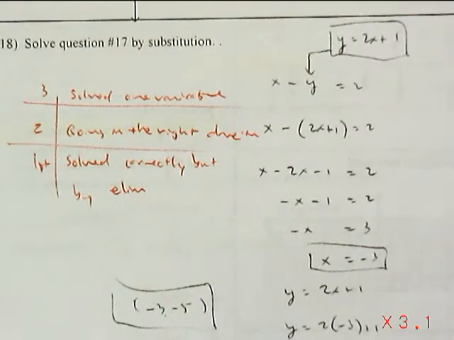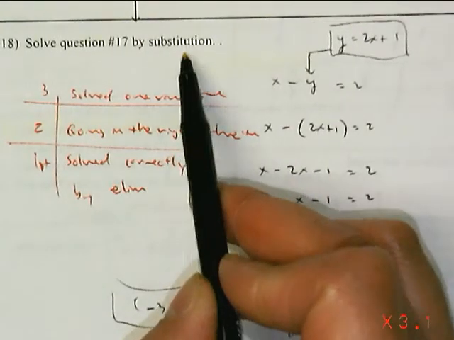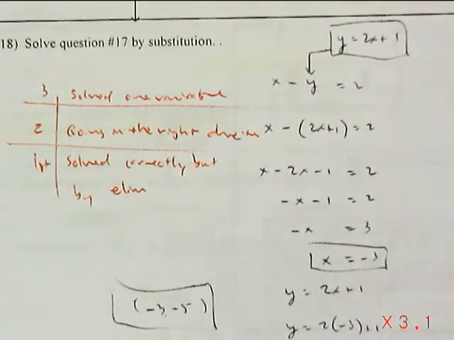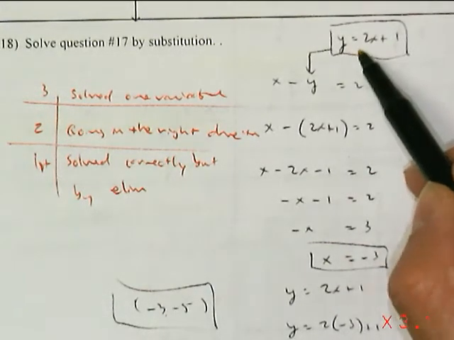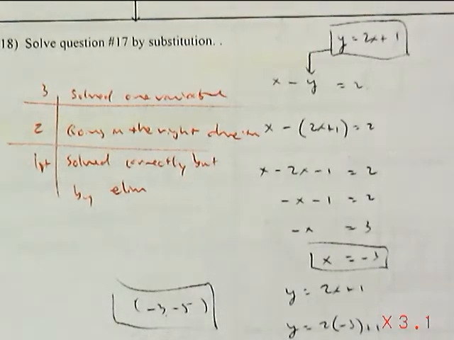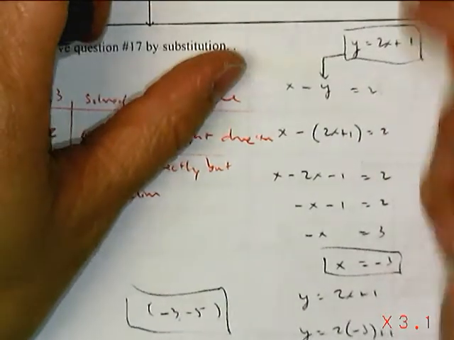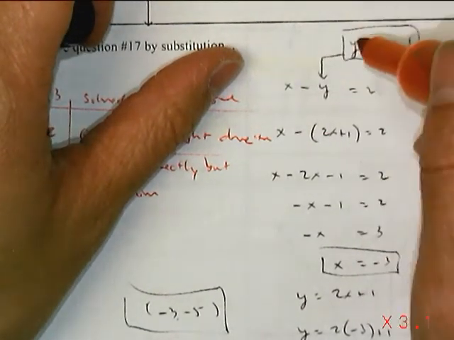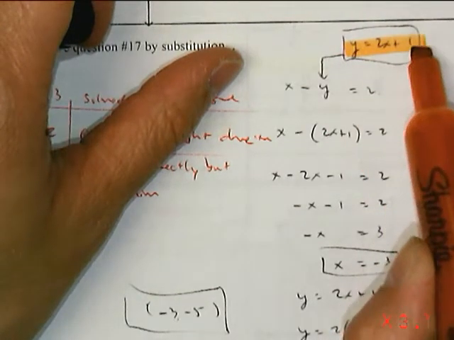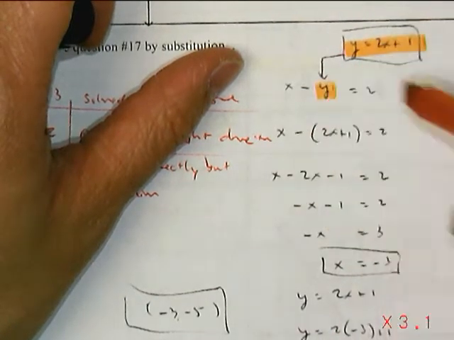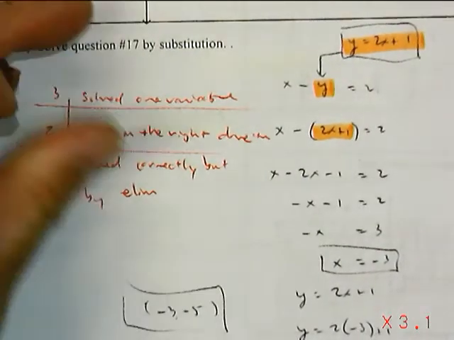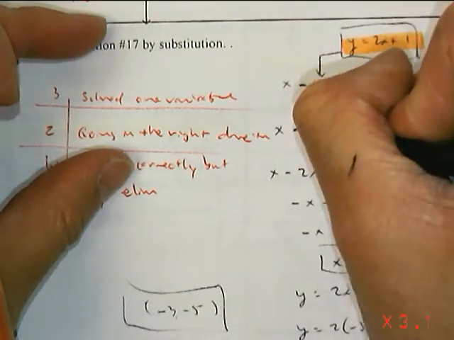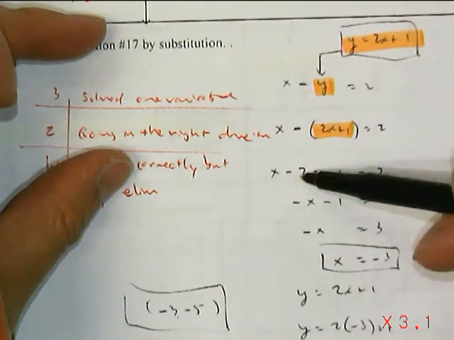Question number 18. Solve this question by substitution. So essentially, you have x minus y equals 2, and y equals 2x plus 1. Well, already this is a quick substitution problem. Every time you see y, write 2x plus 1. You see the variable y, substitute in 2x plus 1. Don't forget this negative sign here. That'll get you negative 2x.